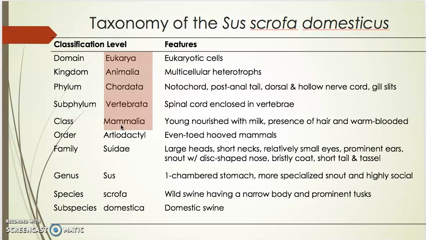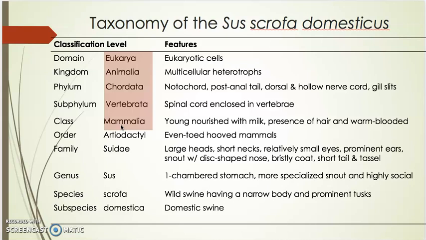In addition, the family is Suidae, which is for large heads, short necks, relatively small eyes compared to the head, prominent ears, a snout with a disc-shaped nose, a bristly coat, a short tail, and a tassel. Now, you get into genus and species.